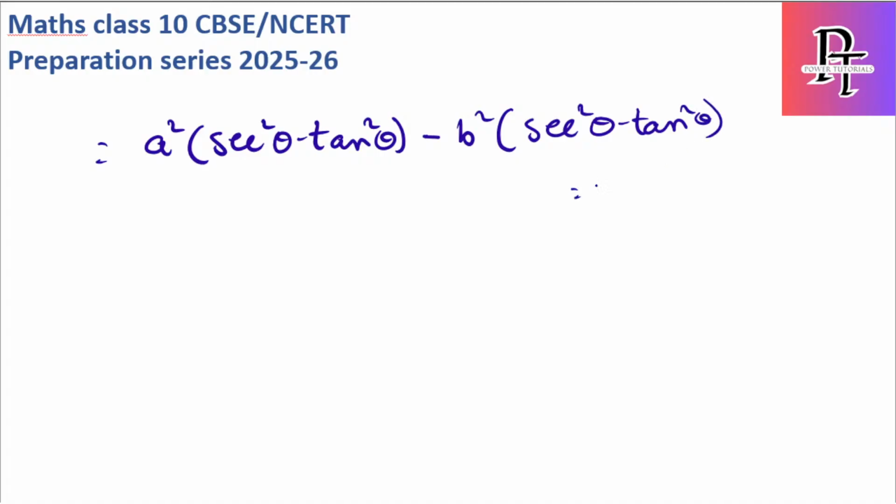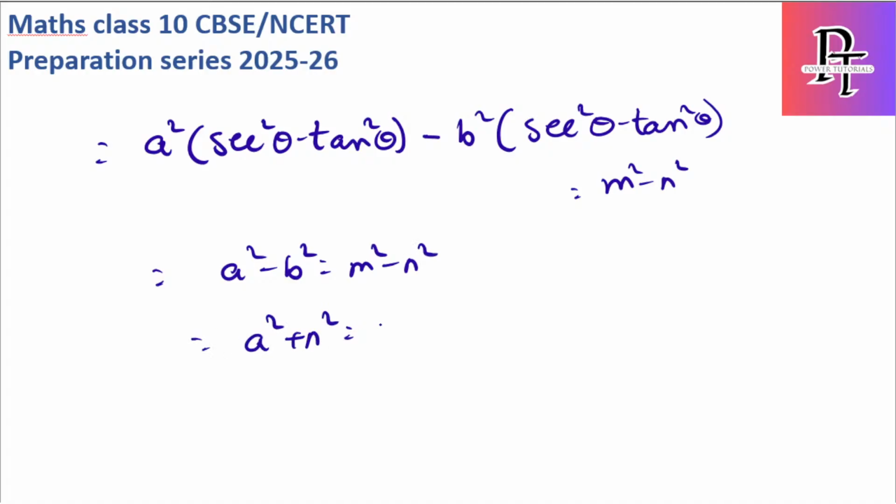On the right side I have m square minus n square. Secant square minus tan square is 1, so I will get a square minus b square as m square minus n square. Or simply, if I move n square to one side and m square to the other, I will get a square plus m square is b square plus m square.